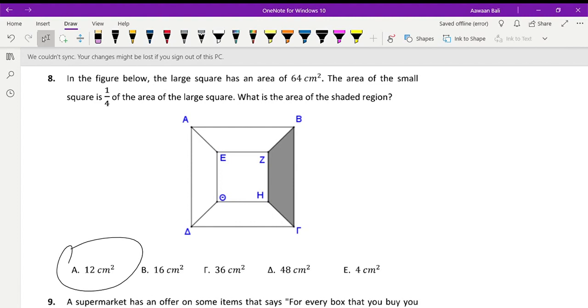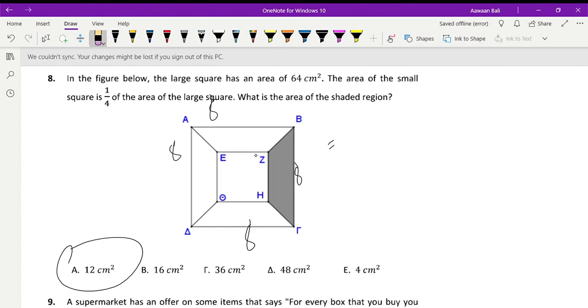Okay, so basically, the large square is the whole square in total. And now a squared, where a is the side of the square, is the area of a square. So if a squared is 64, you root both sides. A is equal to 8, which means the sides here are all 8. Now, there are 2 ways you can do this.